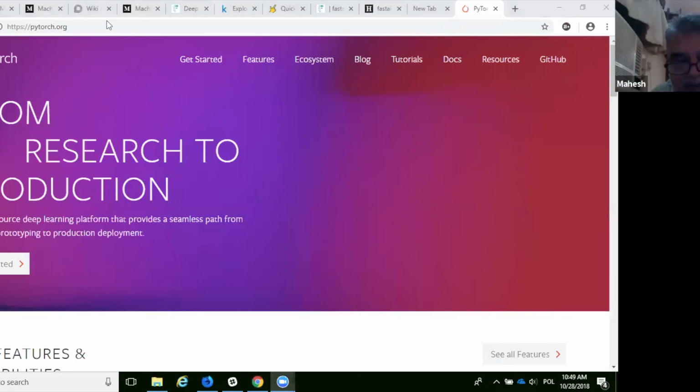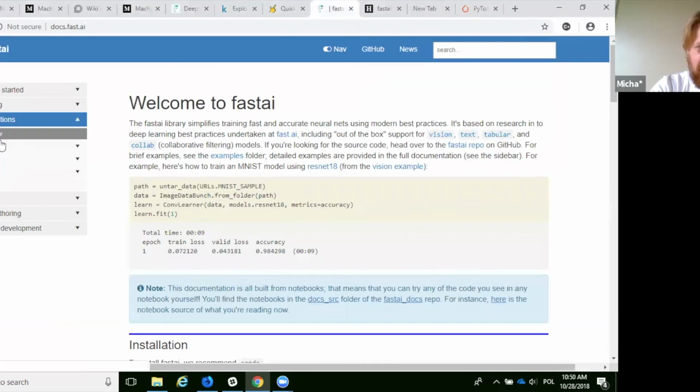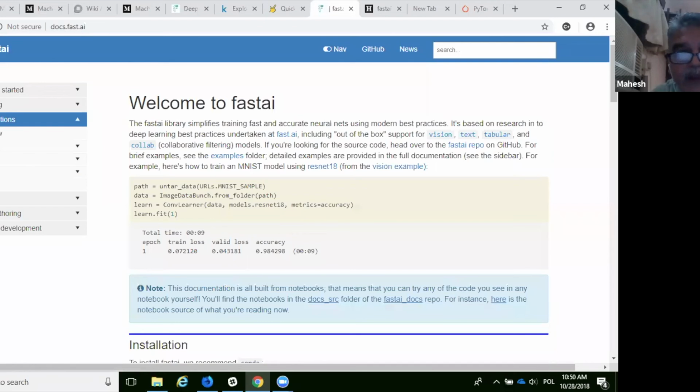Couple of observations. One is that somebody earlier mentioned there was structured data. It is not there. I think what he's referring to is tabular. Yeah, it is there. You're right. So the vision is of course vision, then the text is NLP, tabular is what is called structured, and the collab is collaborative filtering.